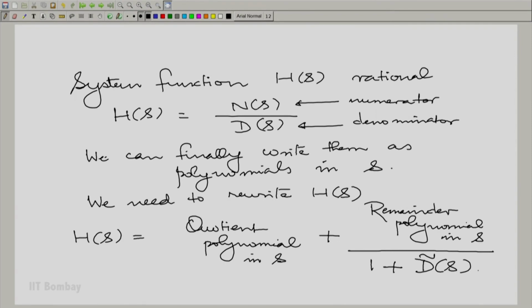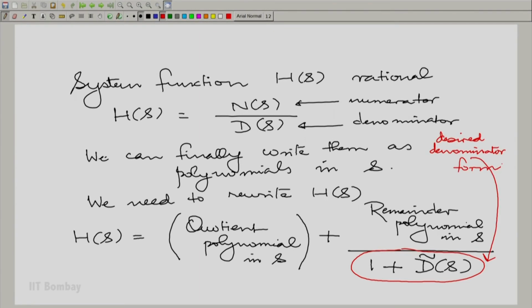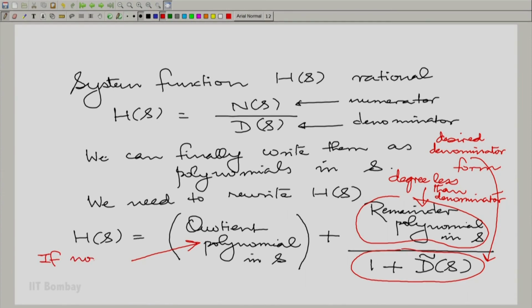We need to write it as a quotient polynomial in S plus remainder polynomial in S divided by 1 plus d tilde S. That means you have ensured that the constant term in the polynomial can be brought to 1. There is a constant term. And of course, the remainder polynomial is going to be of degree less than the denominator. So, once you do this, if you see a quotient polynomial, the moment this is non-zero.